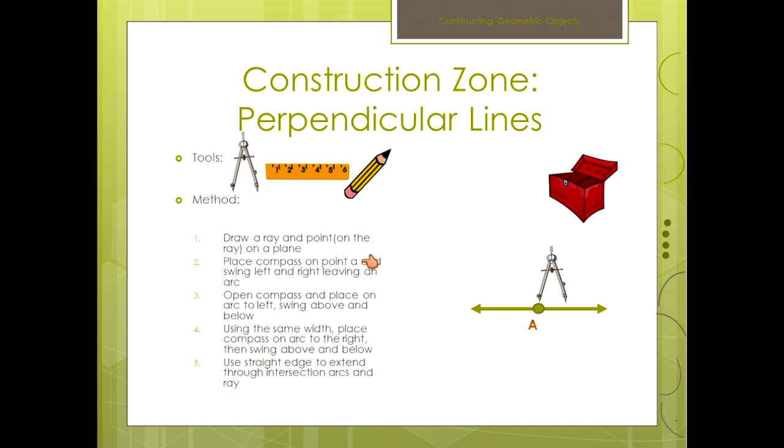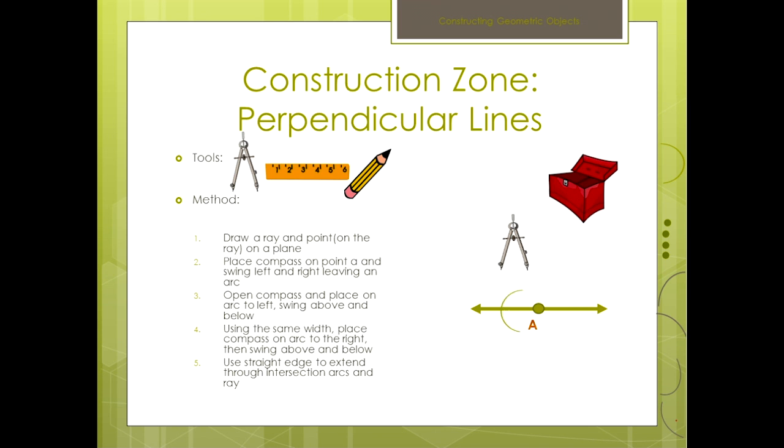So step 1 is actually already done for you. Then you're going to replicate it on your paper. So now we can jump to step 2. We're going to place the compass at point A. I'm going to swing it left, and I'm going to swing it right. So let's start here on the left side at A, and we're going to swing it through the left side. And we're going to put an arc there.